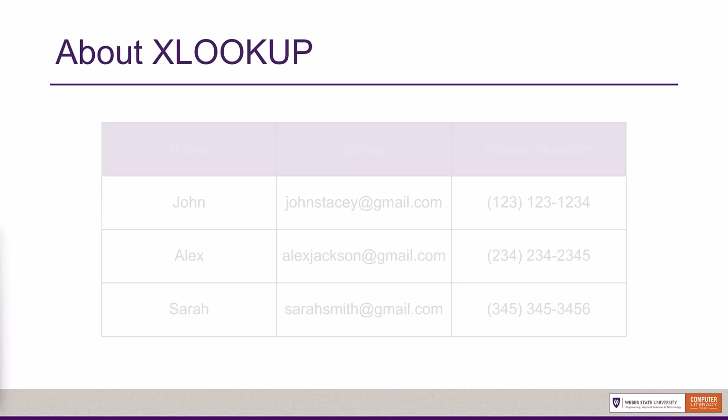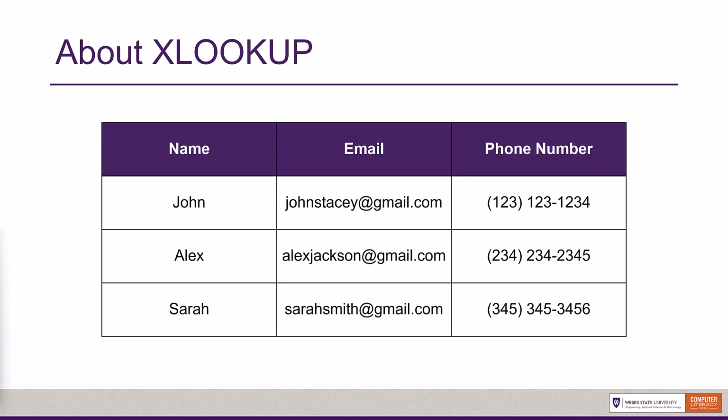Imagine that we have a table of customers' names, emails, and phone numbers. In this formatting, each row represents a customer, and each column is a field of different information. If we wanted to find Alex's email, we would first look in the names column until we found Alex's name. Then we would look to the right cell, which contains the email for Alex. The process we just followed is the same process XLOOKUP goes through.